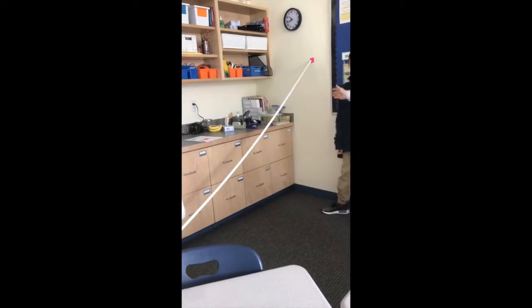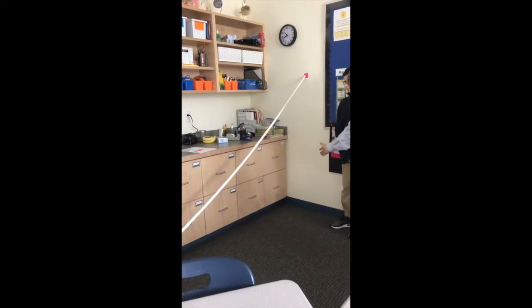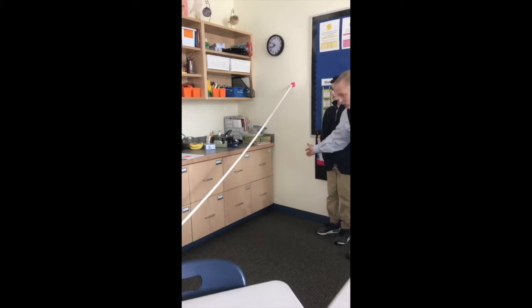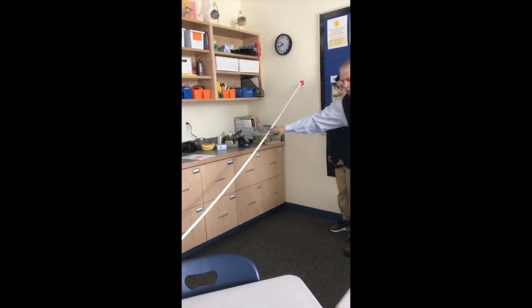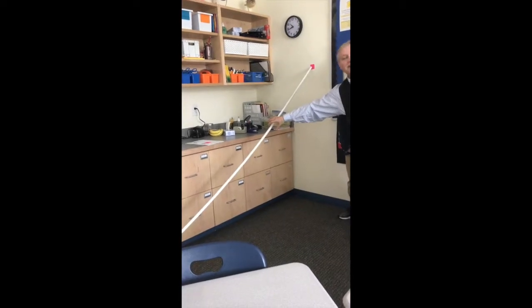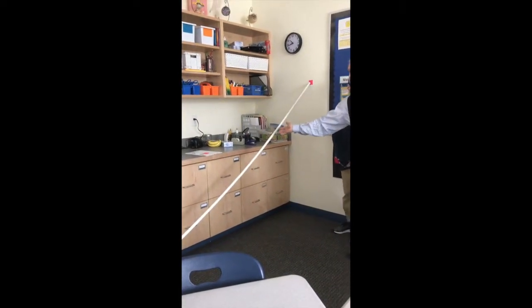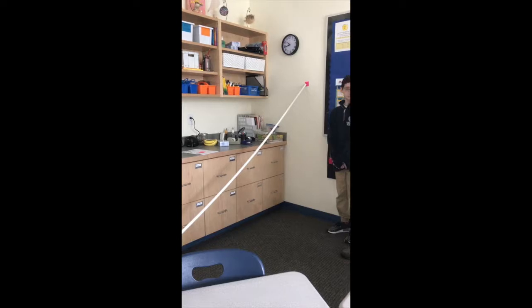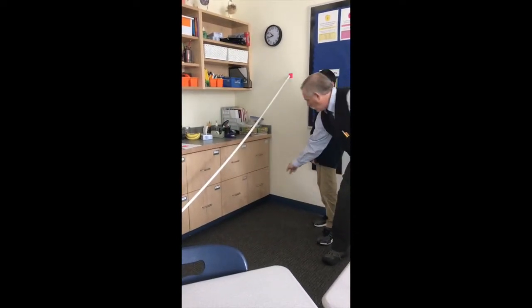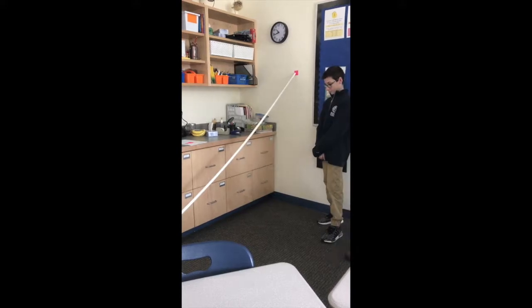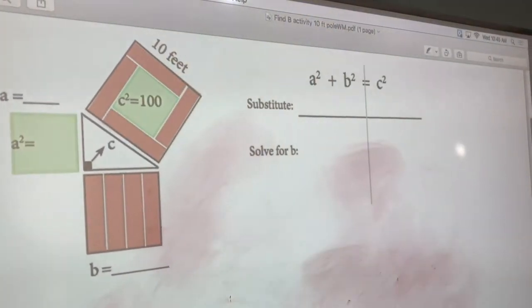Okay, so what's the A side, everybody? 5 feet, good. What's the C side? 10. That's also called the hypotenuse. Good. We're going to try to find B, the distance from the wall to the end of the stick. We're going to put that same data in the worksheet.